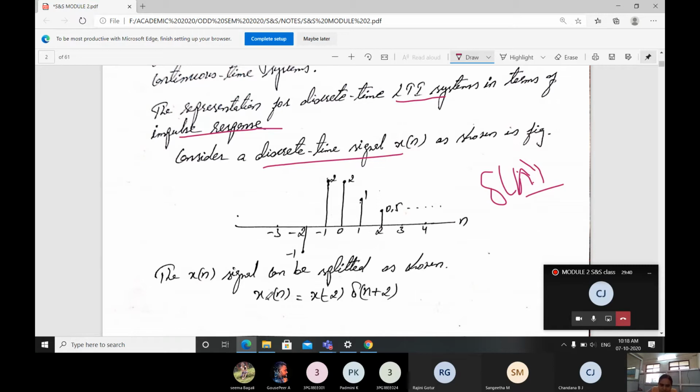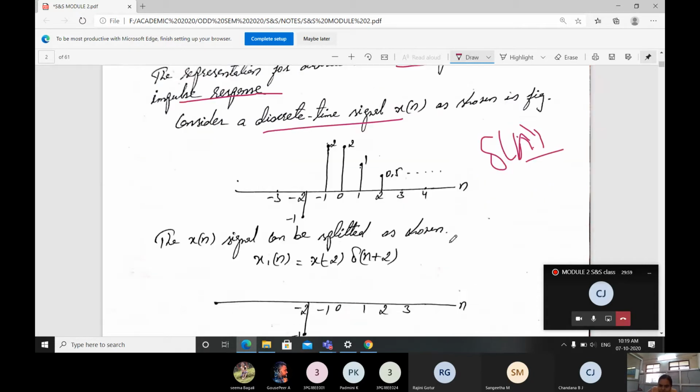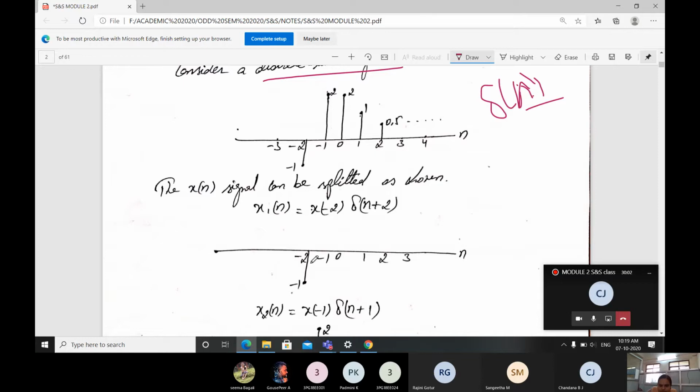Just observe here, x1 of n. I'm taking the first sample here, that is x of -2, which is -1. That's x of -2 into delta of n plus 2. What is delta of n plus 2? If I draw it, what will it be? The delta function is going to shift 2 positions towards the left side, which means at -2 you will get your delta function.